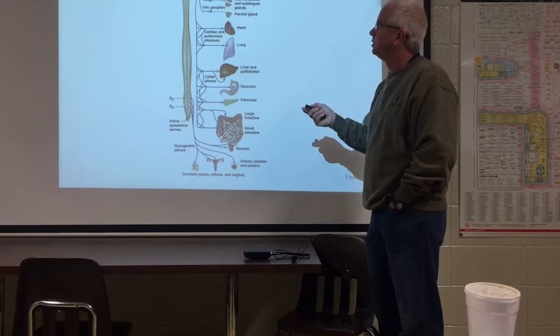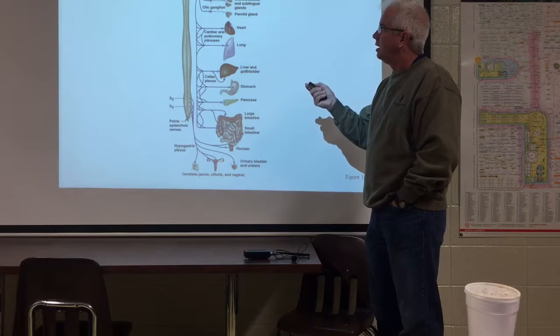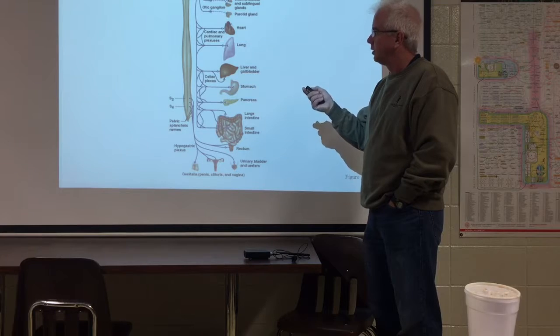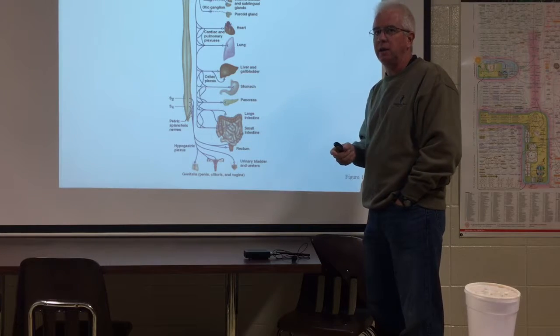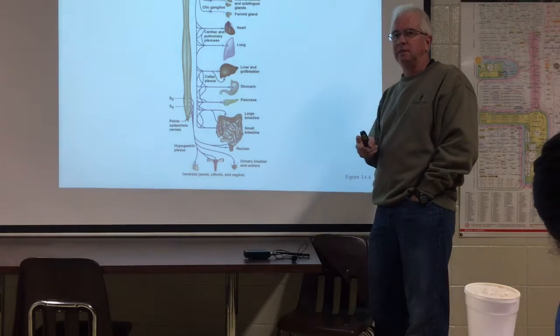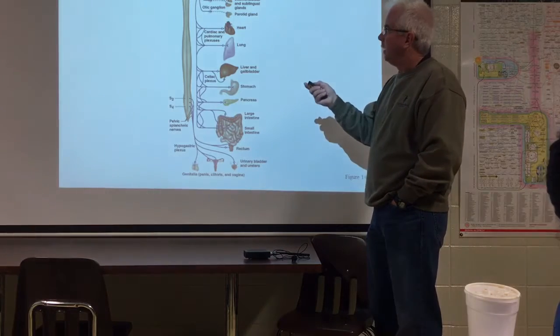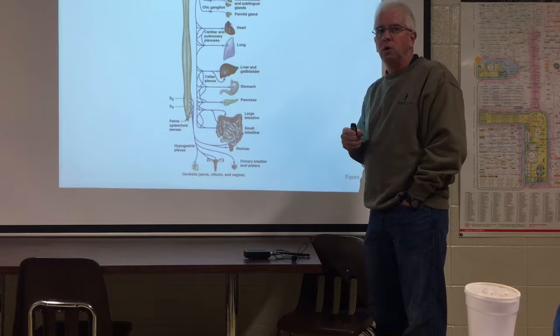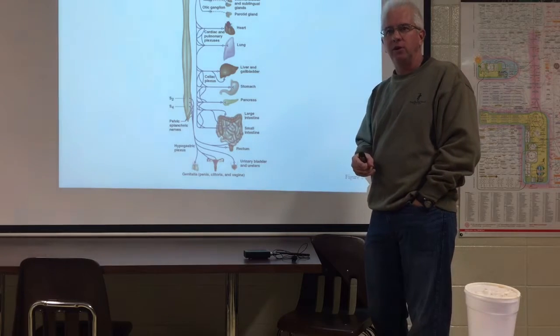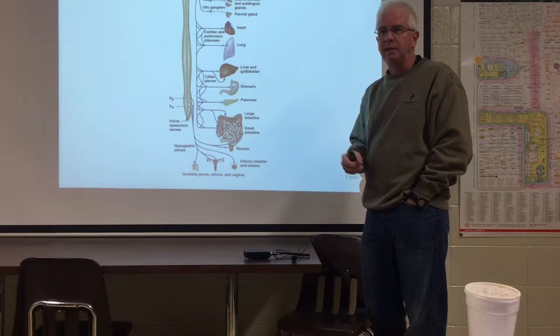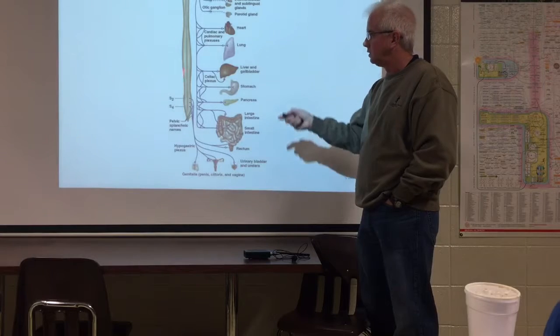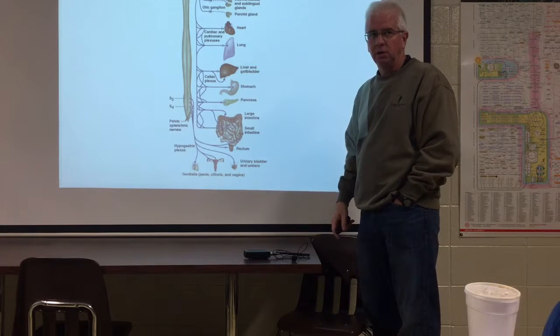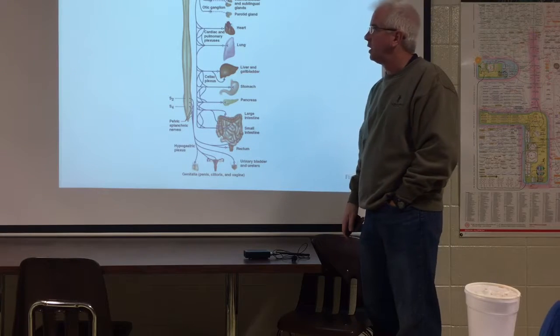So first thing you can see here is that the preganglionic neuronal cell bodies originate in two places, in the brain and in the spinal cord. So most anatomy texts will refer to this division as the craniosacral division of the autonomic nervous system, craniosacral.